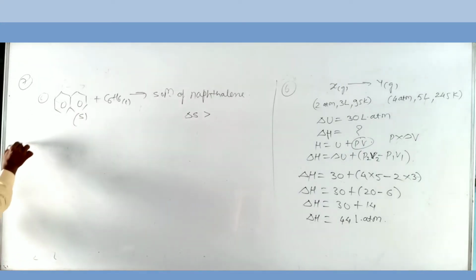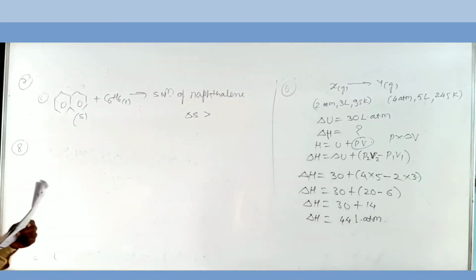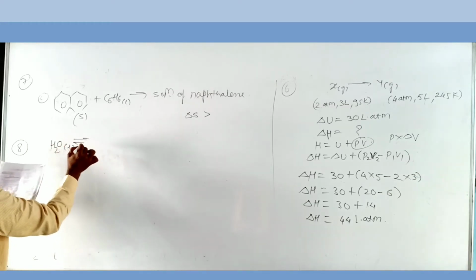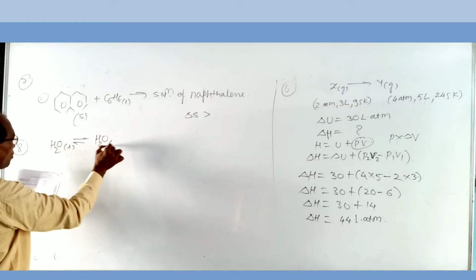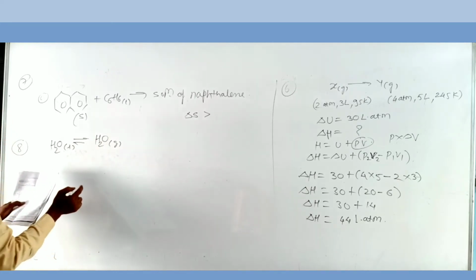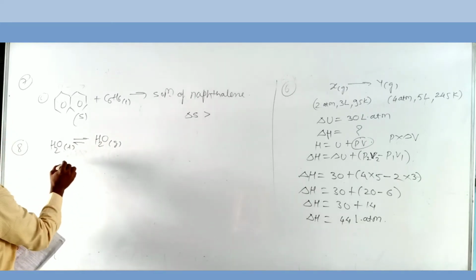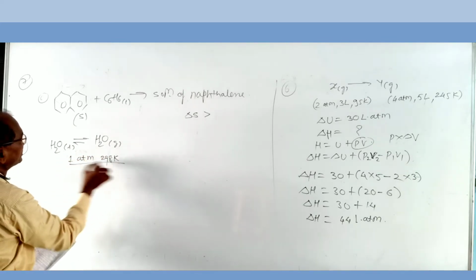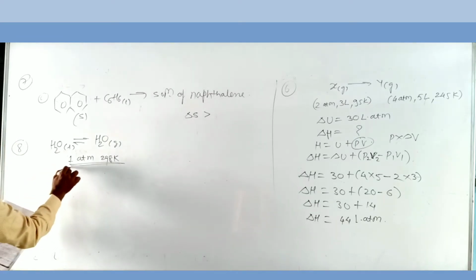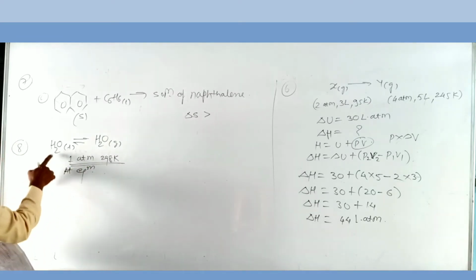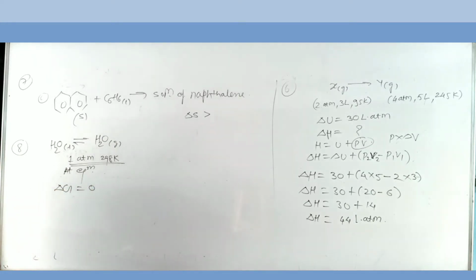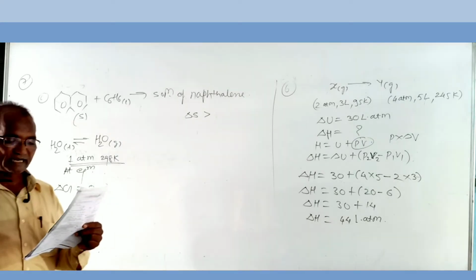Then MCQ number 8. For the equilibrium H2O liquid in equilibrium with H2O gas at 1 atm and 298 K temperature. This is the standard condition. And at equilibrium, delta G is equal to 0. Therefore, the first answer is correct.